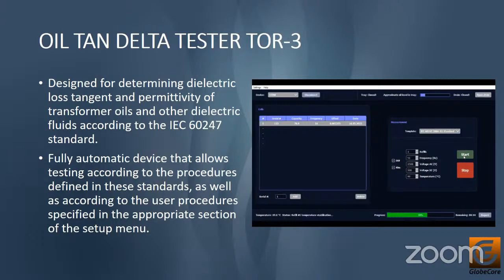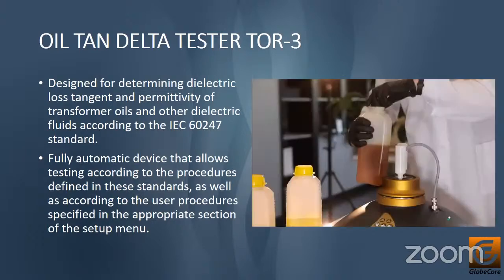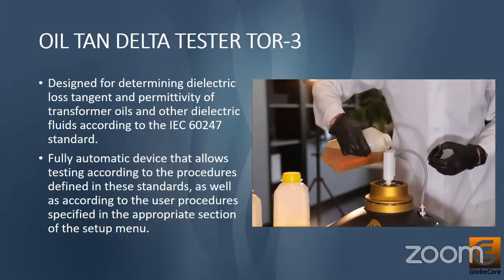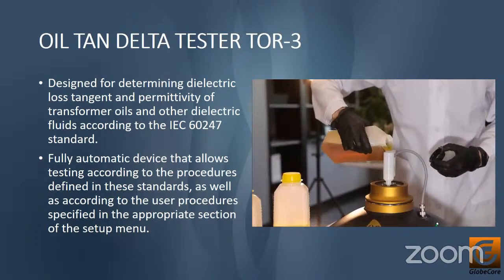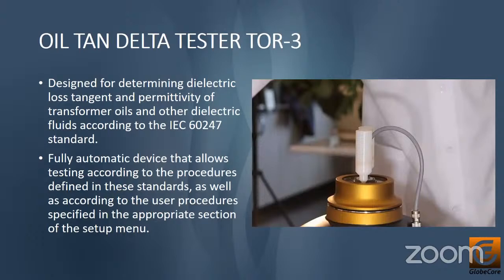cycle time, the unit is equipped with a measuring cell with an internal heating system. Thus, heating and temperature stabilization are accelerated. The device quickly reaches the required conditions and starts measuring the values of the dielectric loss tangent and dielectric constant in just a few minutes.